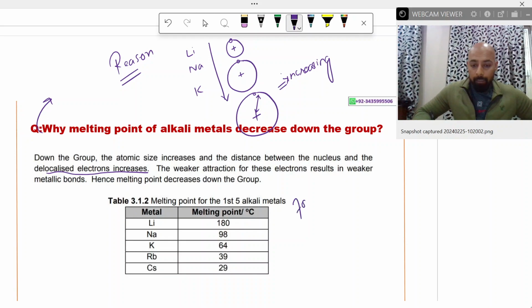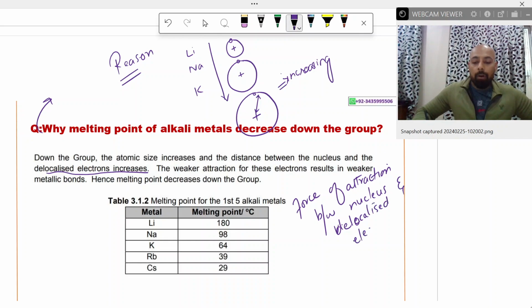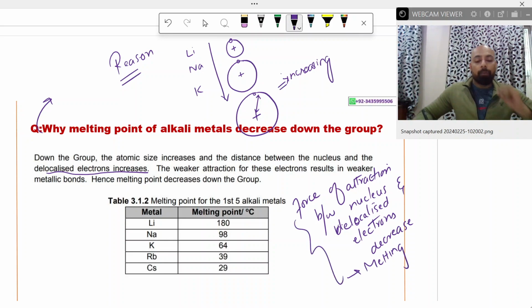So the force of attraction, as I've already mentioned in the answer section, between nucleus and delocalized electron decreases. So their melting point decreases. Less amount of heat energy is required to overcome this weak force of attraction.